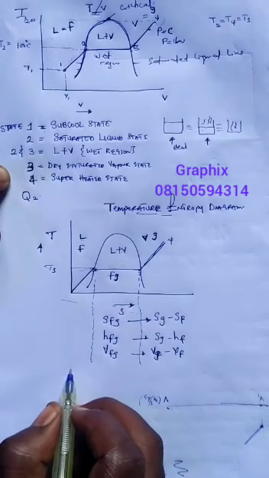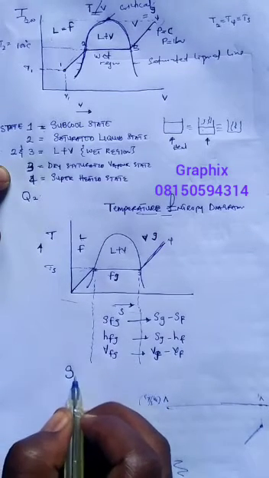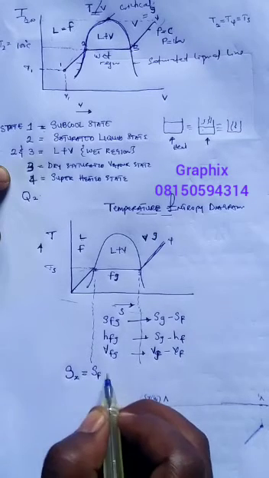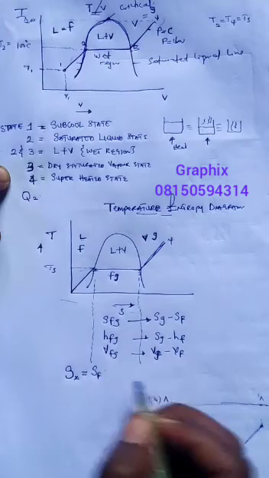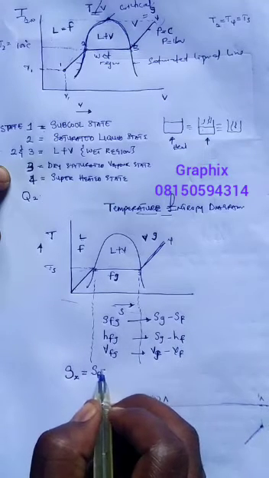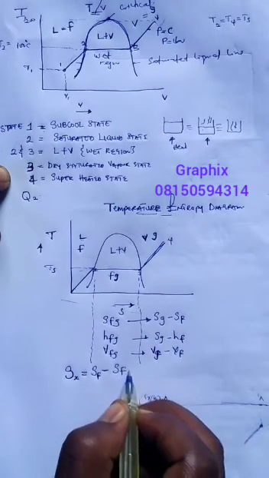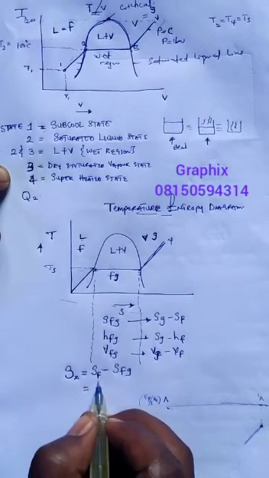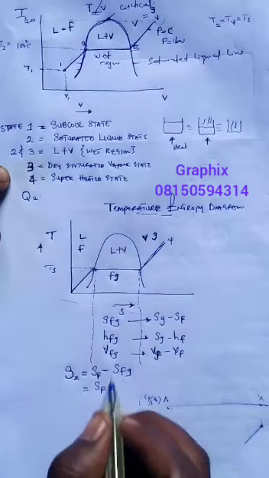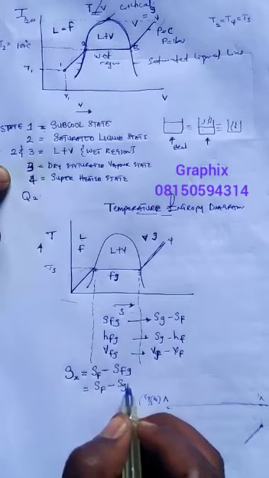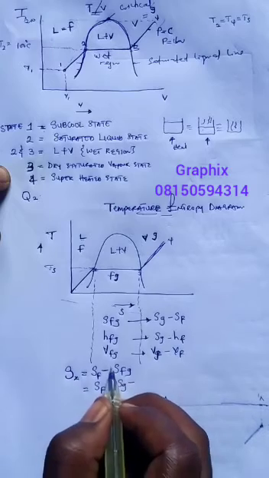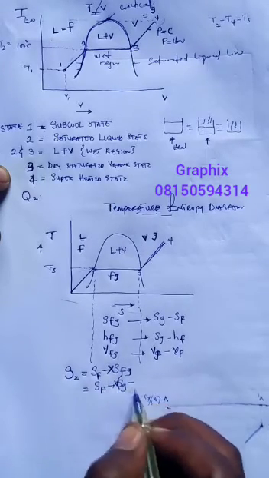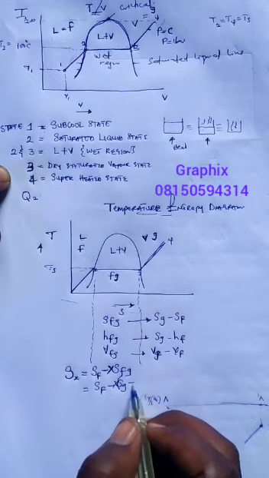So if we are looking for entropy at a particular state, it will give us what? SF plus X times SFG, right? Or you see it's saying SF plus X times SG minus SF. We'll call it SFG. Put our X here, so we'll put our X outside. I'll call it SG minus SF.